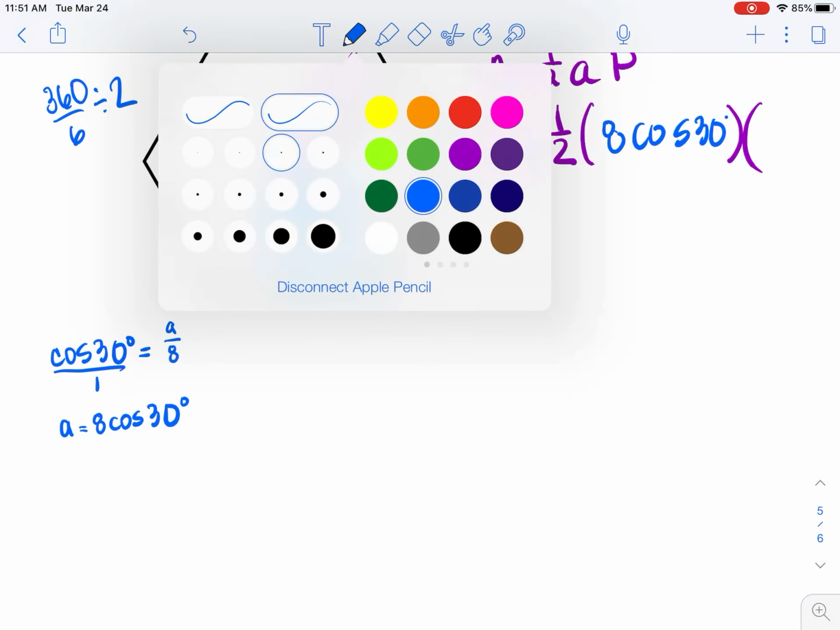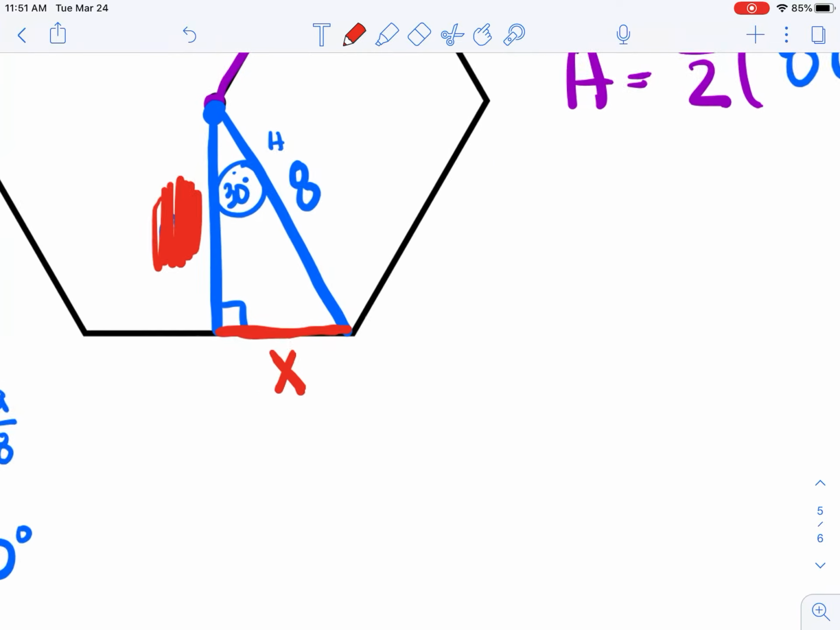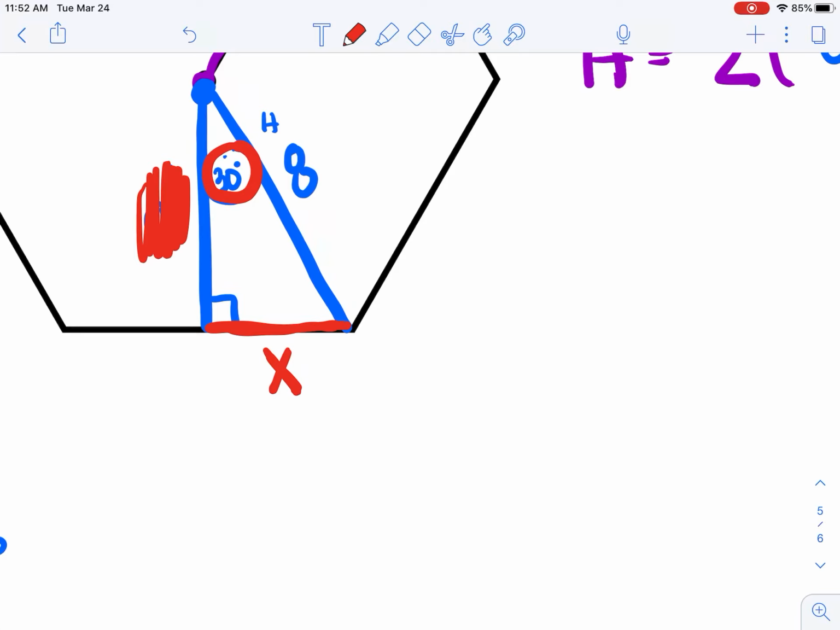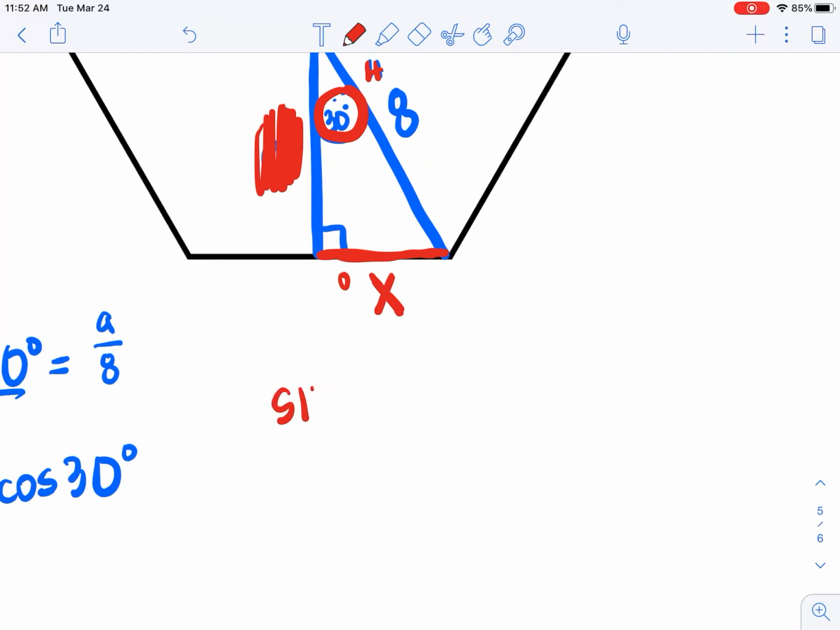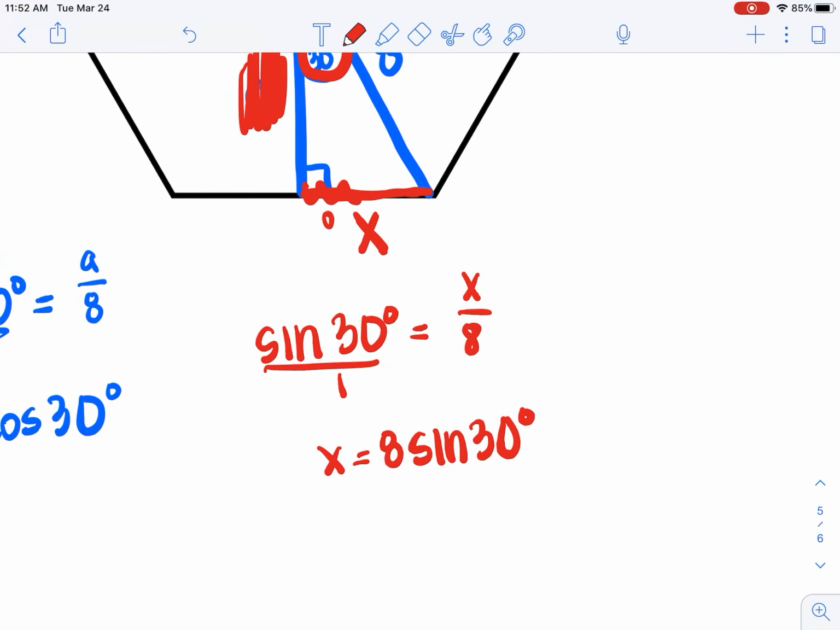Right? Not bad. All right, now I need the perimeter. Okay, so remember, to get the perimeter, you are going to need to find this piece right here first. Okay, so I don't need this A anymore, so I'm going to cross it off so it doesn't confuse me. So now here's my angle. This is opposite. This is hypotenuse. So to find x, I'm going to use sine. Sine of 30 degrees is equal to opposite, which is x, over hypotenuse, which is 8. Cross multiply to solve for x. You get 8 sine of 30 degrees.